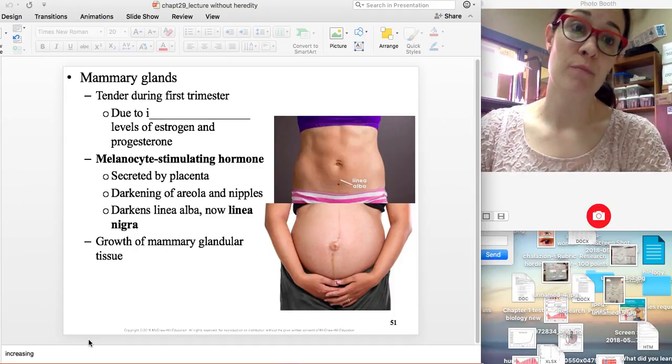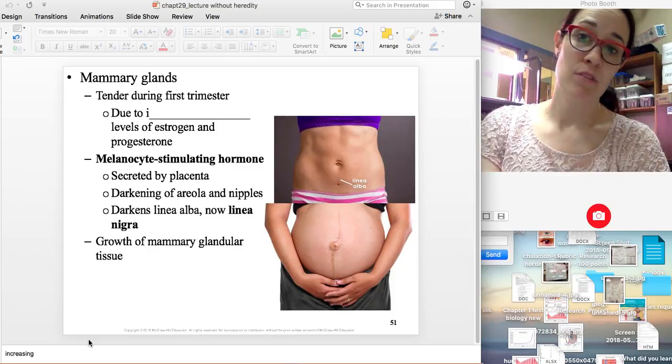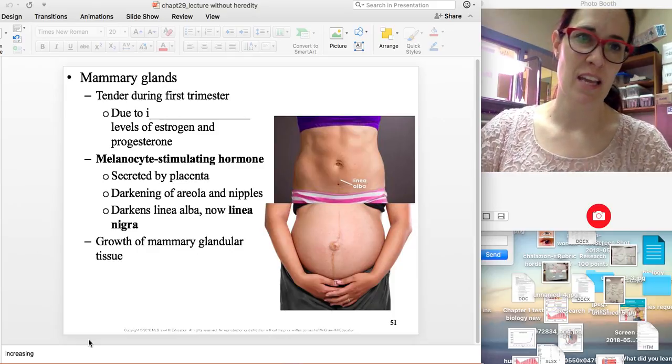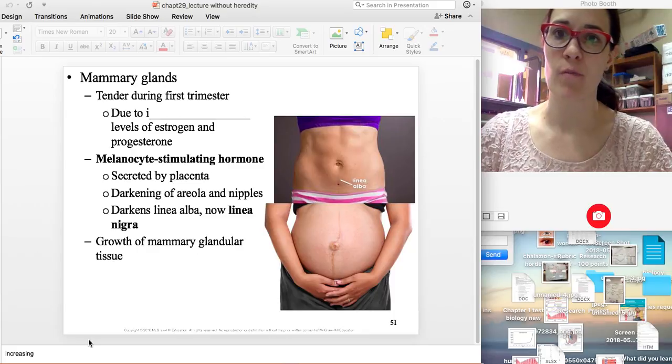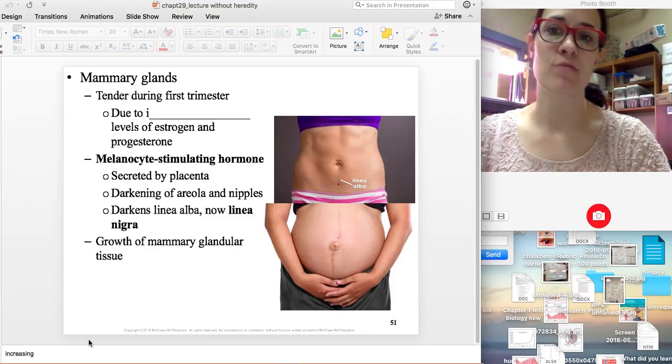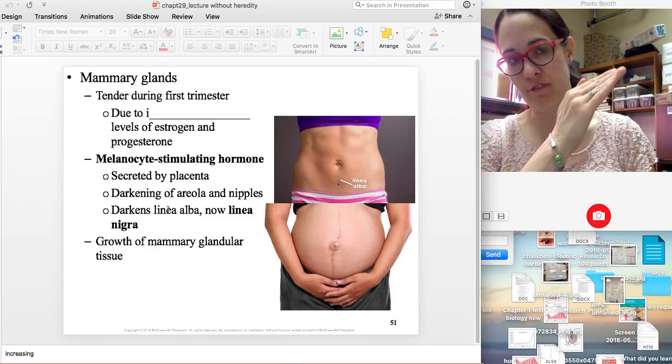Another thing that happens when you're pregnant is developments in your mammary tissue. You start to feel it in your first trimester. They get tender. They actually increase in size right away. And this is due to the increasing levels of estrogen and progesterone.